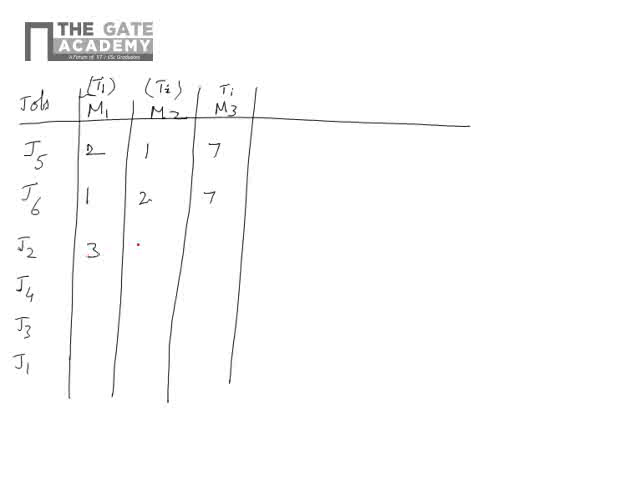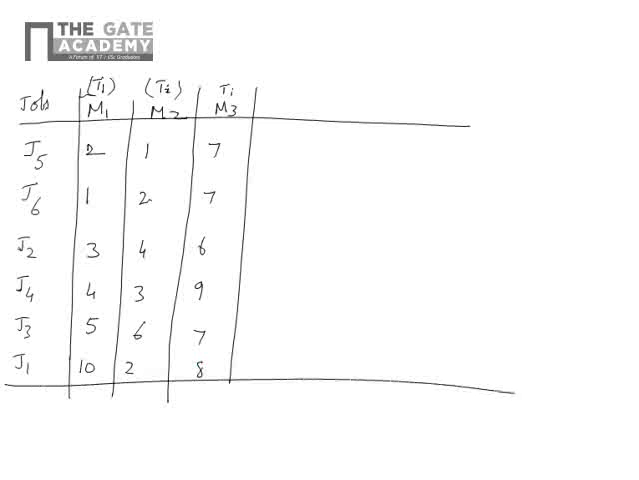Machine 2 3 4 6. Machine J4 4 3 9. J3 5 6 7. J1 10 2 8. This is the data we have.